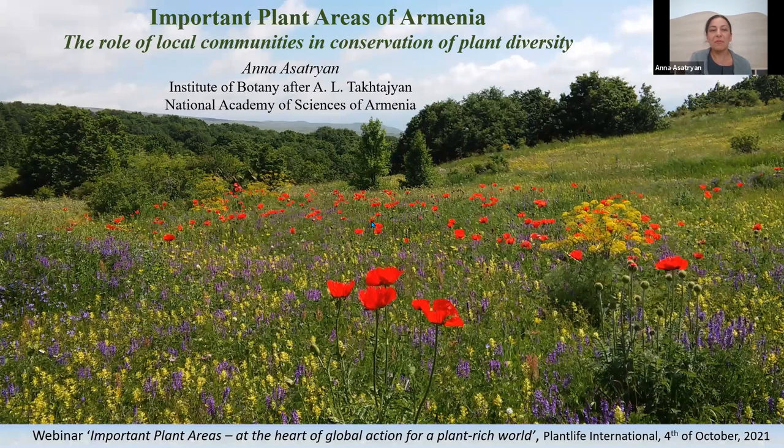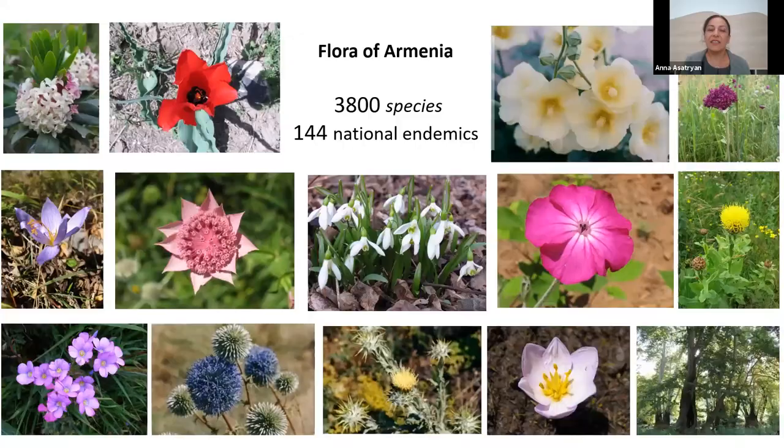Armenia is a very small country in the Caucasian ecoregion, and so it forms part of the Caucasus hotspot, one of the global hotspots for biodiversity. Its territory is less than 30,000 square kilometers. And on this small territory, one can find 3,800 vascular plant species, 144 of which are Armenian endemics.